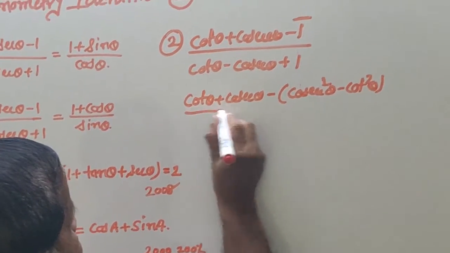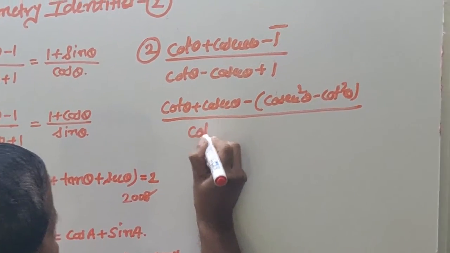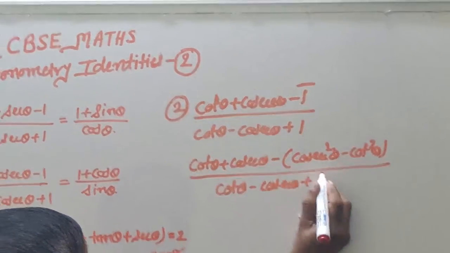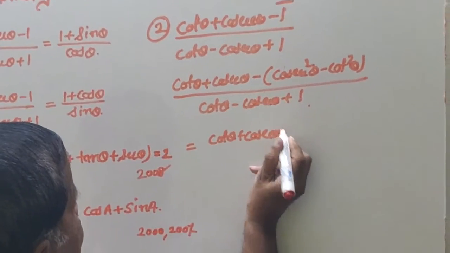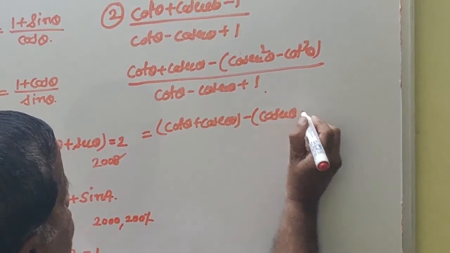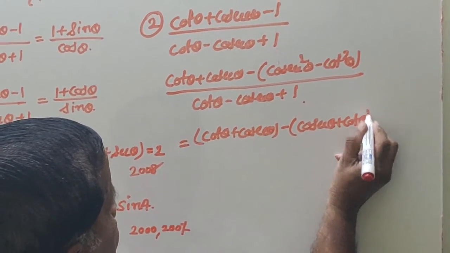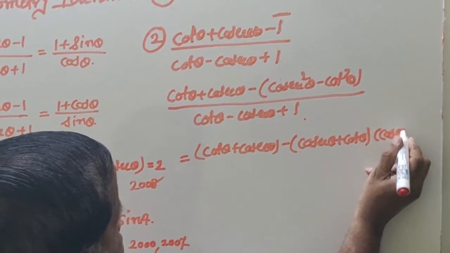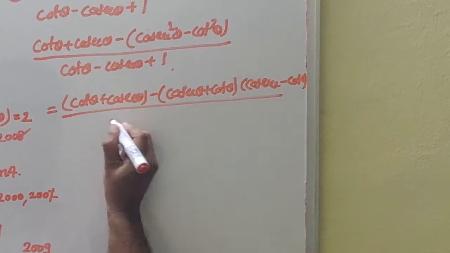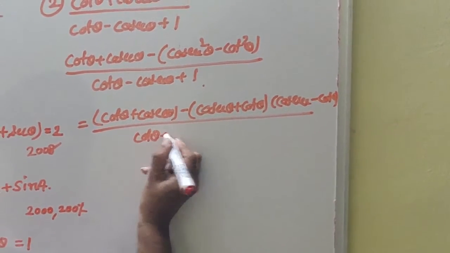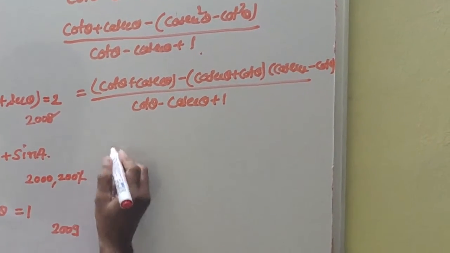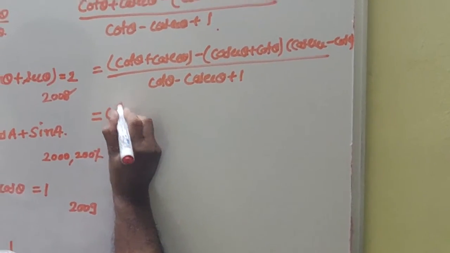The denominator will remain the same. Now I can apply a square minus b square. So minus, here I am writing cosec theta plus cot theta into cosec theta minus cot theta. Now so that I can take out common. Both the problems are of the same method, so I am taking this problem in continuation so that you can understand it.